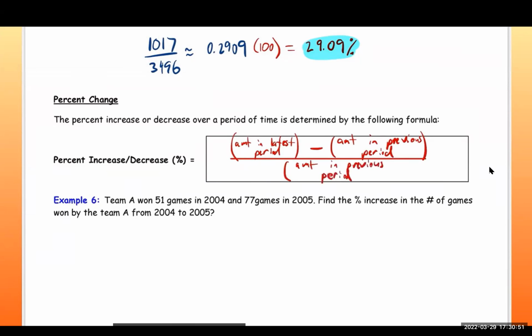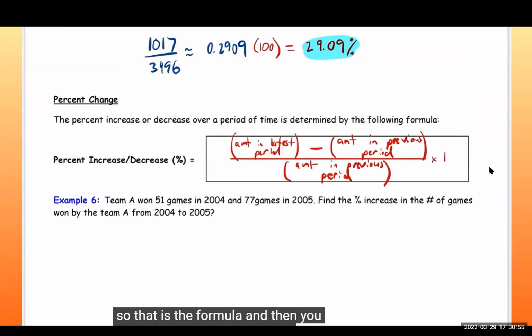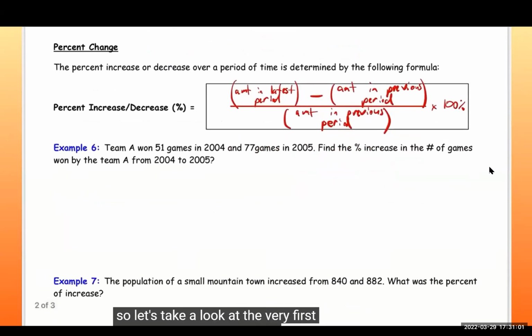So that is the formula. And then you would multiply by 100%, or 100, and then you add the percent symbol. So let's take a look at the very first example. It says Team A won 51 games in 2004 and 77 games in 2005. Find the percent increase in the number of games won by Team A from 2004 to 2005.